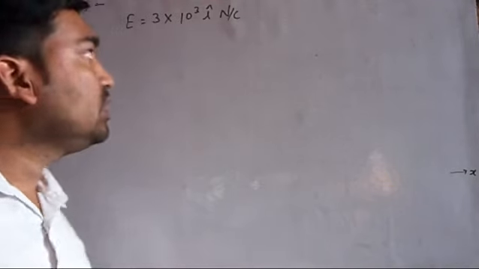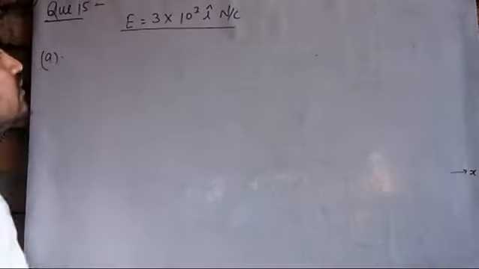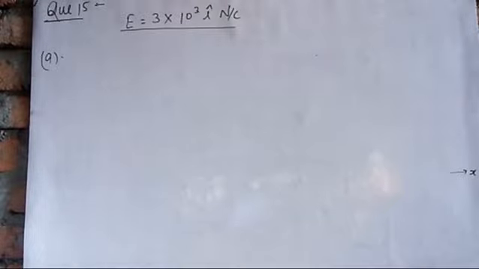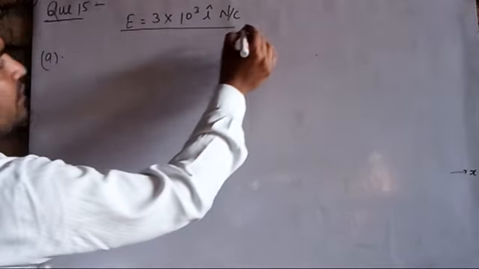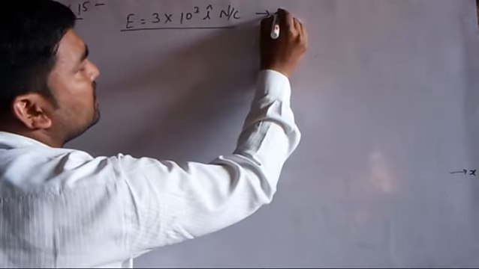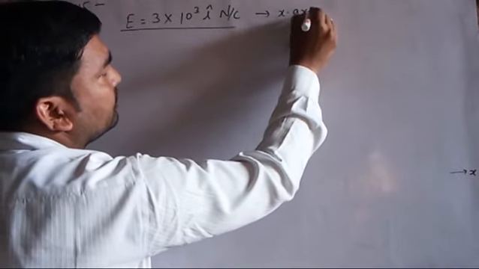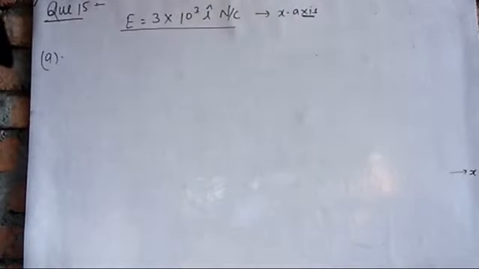The next question is question number 15. Here a uniform electric field 3 into 10 to the power 3 i cap Newton per Coulomb is given. It means this electric field, this i cap, represents that the electric field is along the x-axis. And the first question is, what is the flux through the square of 10 centimeter side whose plane is parallel to the YZ plane?